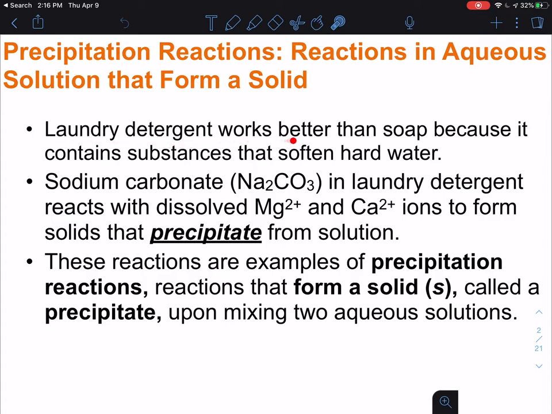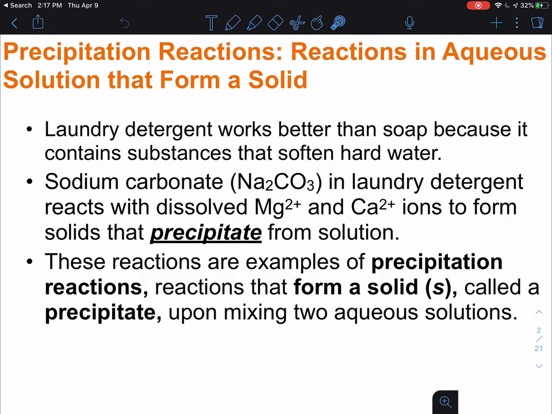Laundry detergent works better than soap because it contains substances that soften hard water. So what does that mean? Hard water, first of all, is the presence of magnesium and calcium ions. If you have sodium carbonate in laundry detergent, it reacts with these dissolved ions to form solids that precipitate from solution. That means they crash out. They were in solution, they were soluble, but then they form a solid, like falling to the bottom of the beaker. So solids essentially fall out of solution.